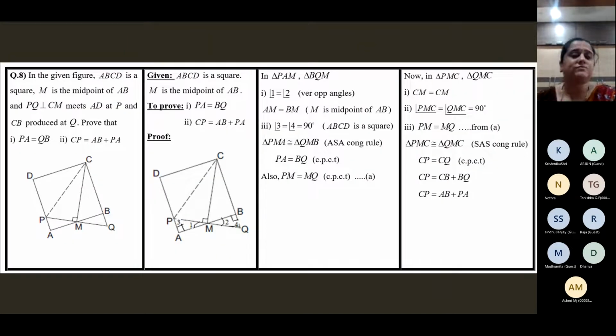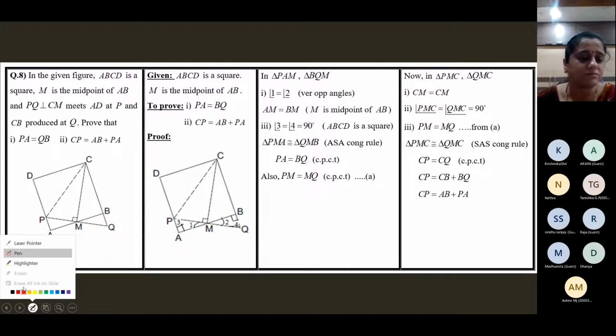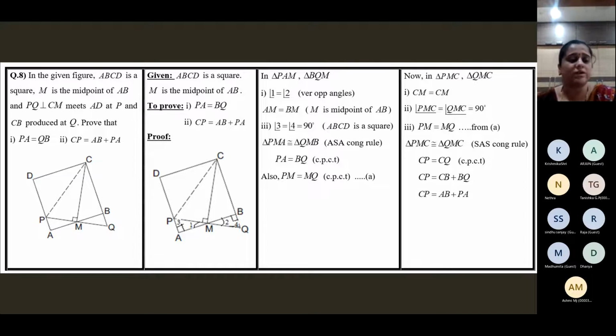Now this one. So in the given figure, ABCD is a square. As I read, you should look at the figure also. ABCD is a square. M is the midpoint of AB.